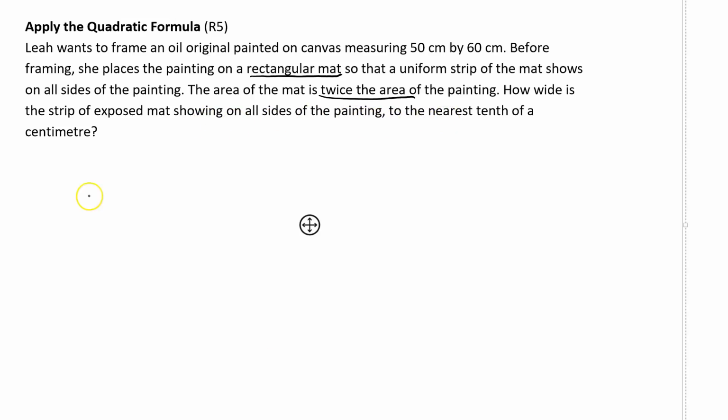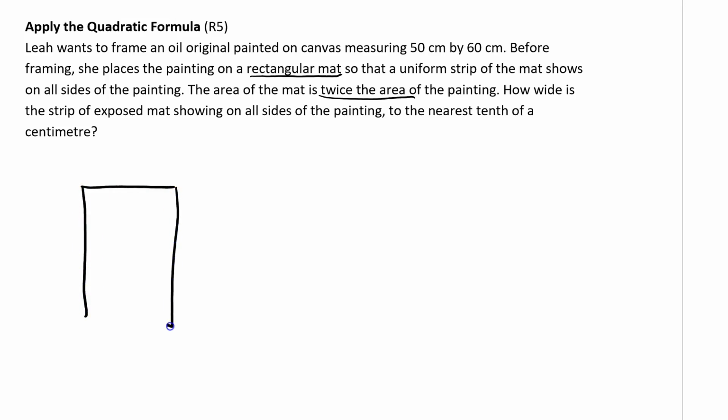First things first, let's draw it out. So we have this painting. It's 50 centimeters by 60 centimeters. So that means that the total surface area here is 50 times 60, which is 3,000 centimeters squared. Now that's important because it says the area of the mat is twice the area of the painting.